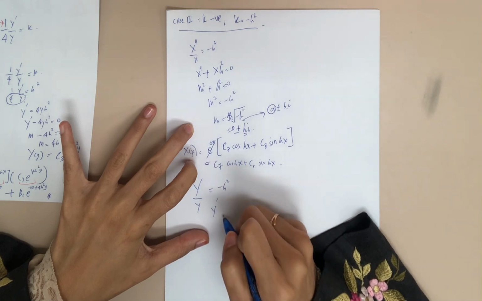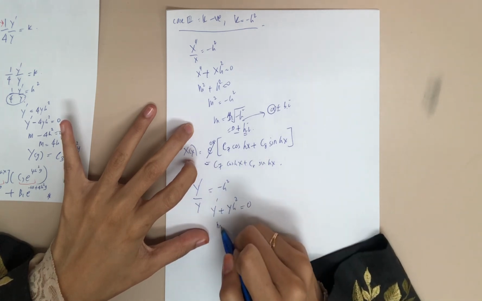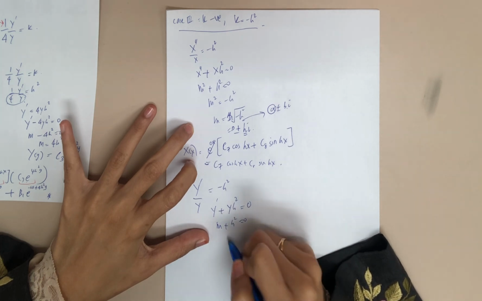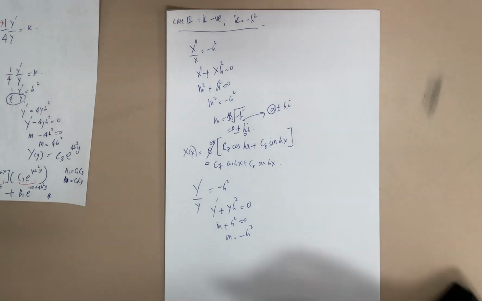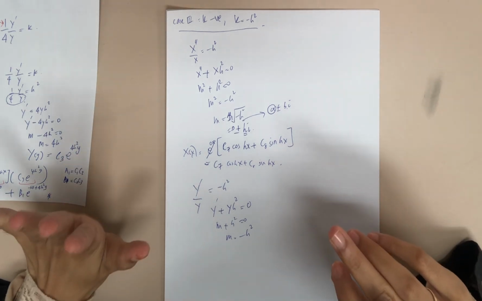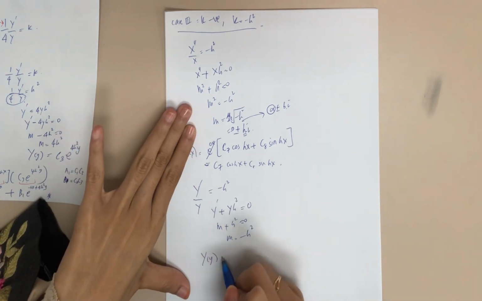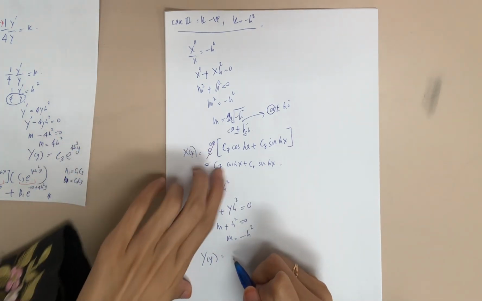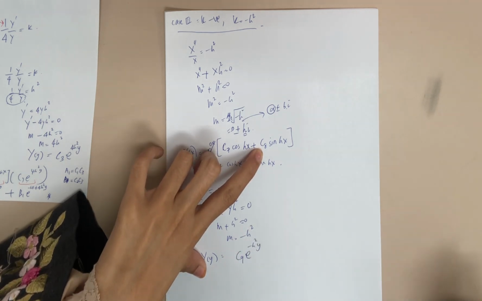So y prime plus y, so m equals negative lambda square. So this is a real, it's not a complex conjugate or whatever. It's just a real. So just substitute into this equation. So C8, and now C9 e power of negative lambda square y.